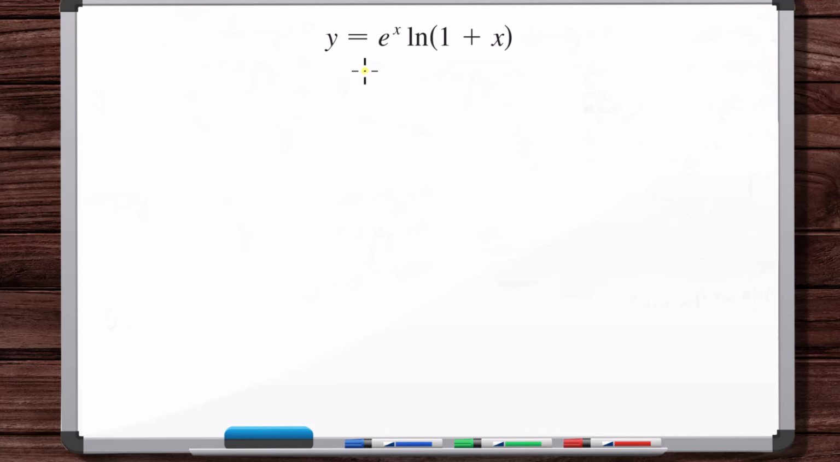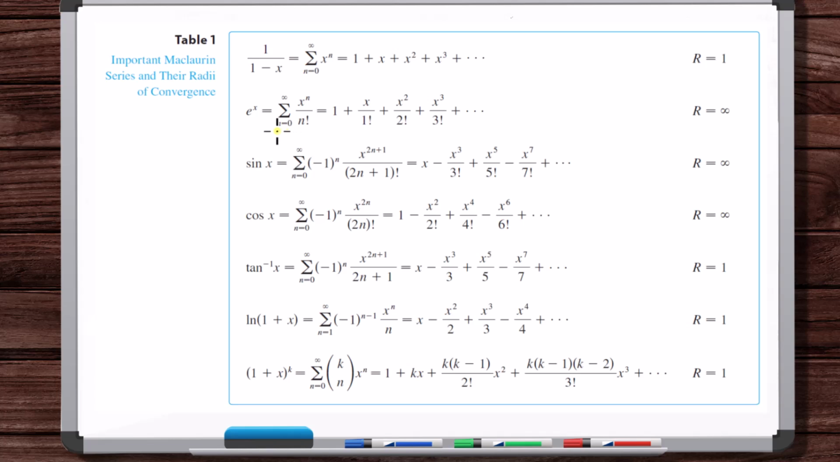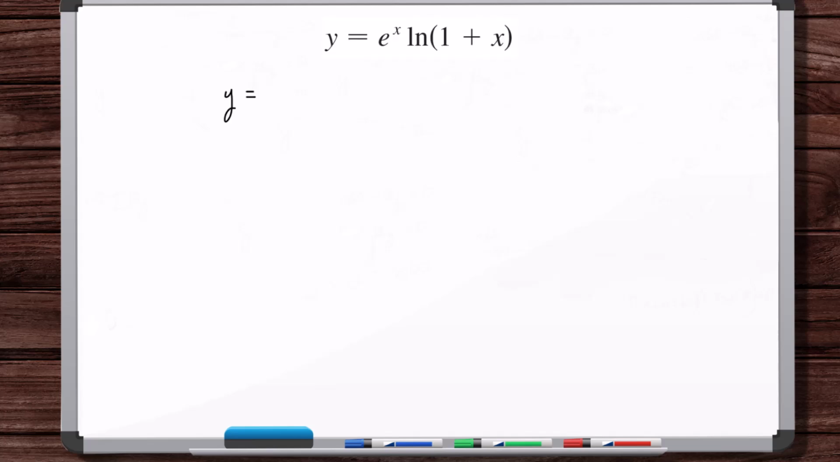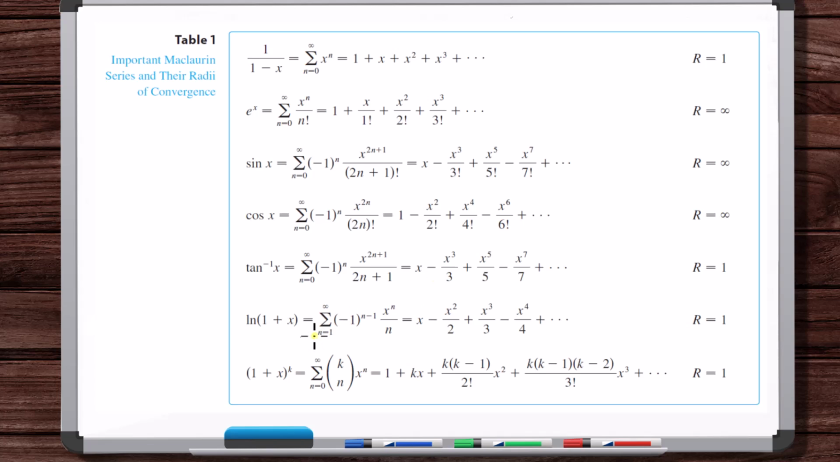Okay, so e to the x is what? The sum from n equals 0 to infinity of x to the n over n factorial. Times natural log of 1 plus x should be the sum from n equals 1 to infinity, or it might be 0 as well. No, n equals 1 to infinity of minus 1 to the n minus 1 times x to the n over n.